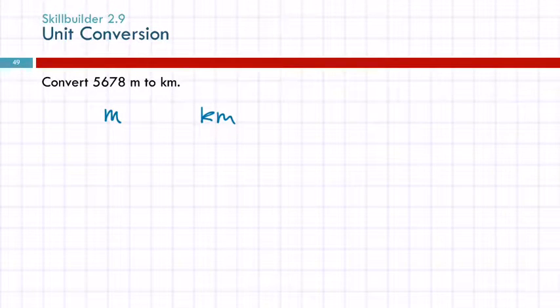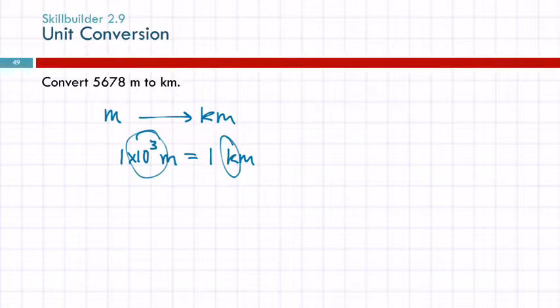Now we have to figure out how to get there. Well, the difference between these 2 units is just a prefix. So I can do this in one step because I know the meaning of these prefixes. 1 meter equals 1 kilometer. Well, that can't be true. These are not the same, right? What does kilo mean? 1,000, or 10 to the 3. So this and this are different names for the same thing.